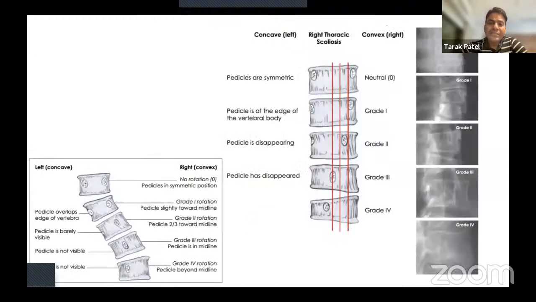These are the Nash-Moe classification, or the grading of the rotation of the vertebra, which can be many times utilized when you want to do a selective thoracic fusion and are confused about L1 and L2. Many times there is some confusion where to stop. So in those cases, you use this rotation grading to decide.